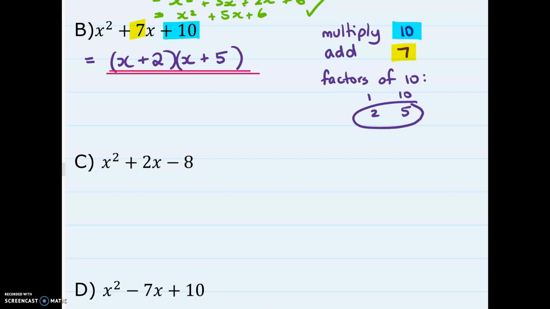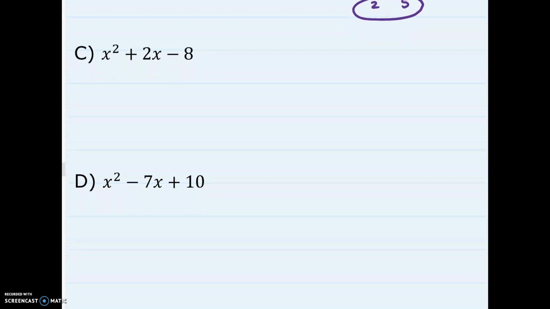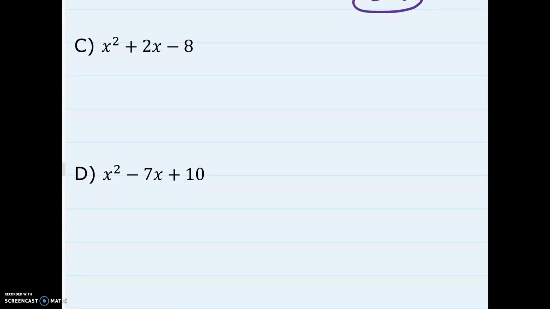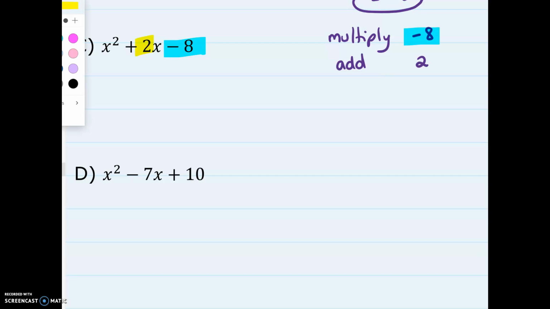So A and B should be a bit more straightforward than the next couple that might have some negatives in there. In C, same thing. I've got 2 and I've got negative 8. Remember, the negative belongs to the 8. So we're looking for numbers that multiply to give negative 8 and add to give positive 2. So multiply to give the number on the end, add to give the number that's with the x.